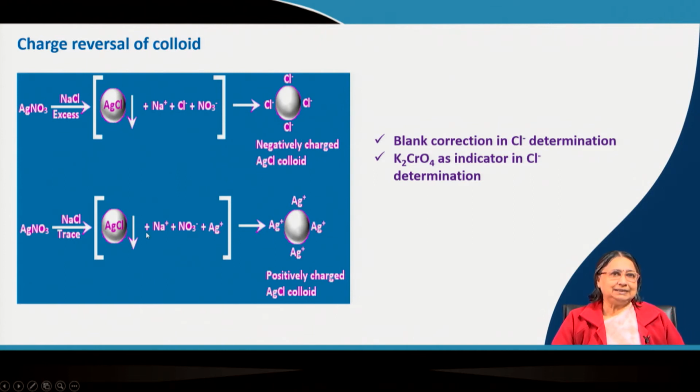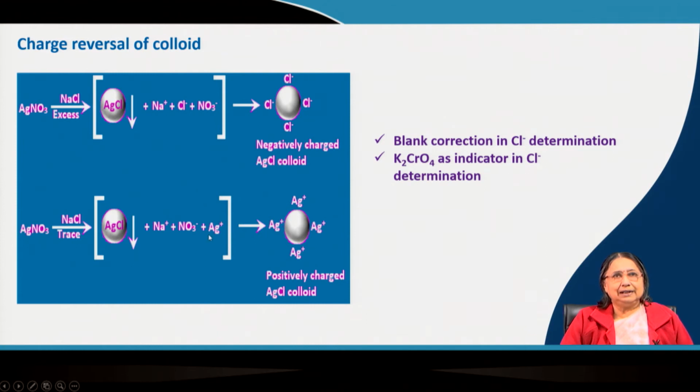Now, just do the reverse thing. You take silver nitrate in a solution and then you add sodium chloride in trace. You add a small amount of sodium chloride. Still here you will get the silver chloride as the precipitate. But here you have added NaCl in trace amount, so silver nitrate will be remaining in excess.